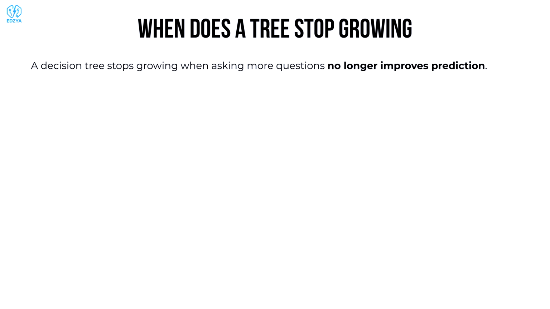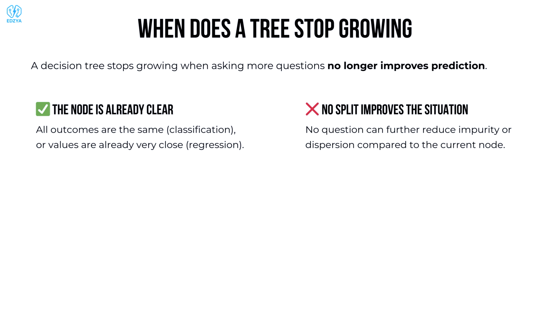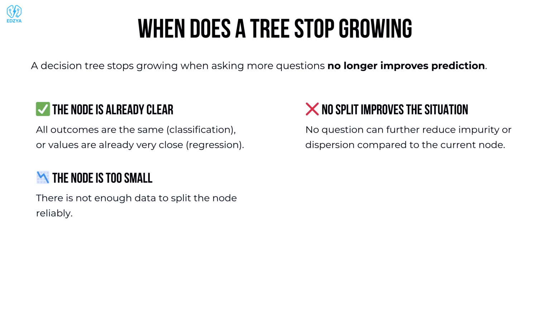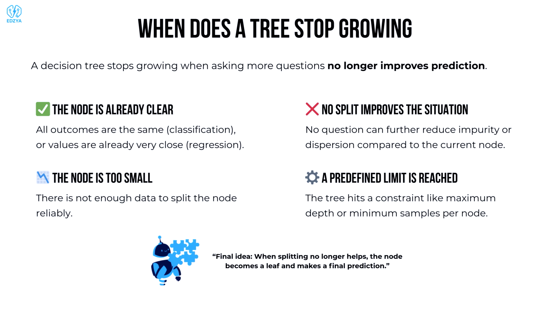A decision tree stops growing when asking more questions no longer improves prediction. First case, the node is already clear. All outcomes are the same or very close. Second case, the node is too small, so there is not enough data to split reliably. Third case, no possible split improves impurity or dispersion at this node. Final case, a predefined limit is reached, like maximum depth or minimum samples. When splitting no longer helps, the node becomes a leaf and makes a final prediction.